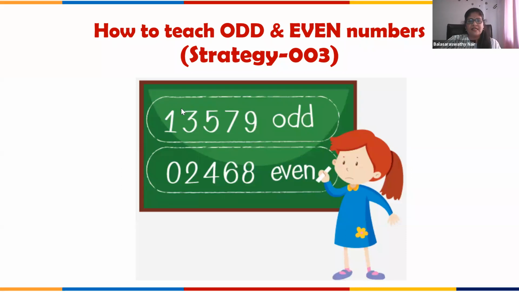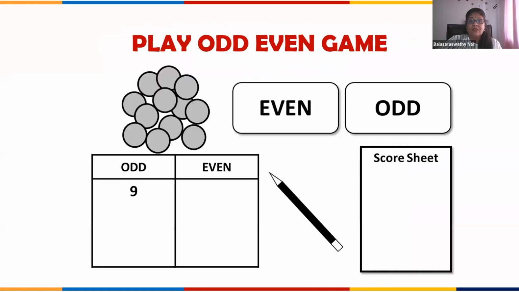Let me go to another strategy, how to teach odd and even numbers. Another confusion, like left and right. Children forget to remember odd and even numbers. You can use a dice to play a game with the help of coins. Have a chart where you have odd and even, roll the dice, and whatever number comes, ask them to write it in either of the columns and have a score sheet.